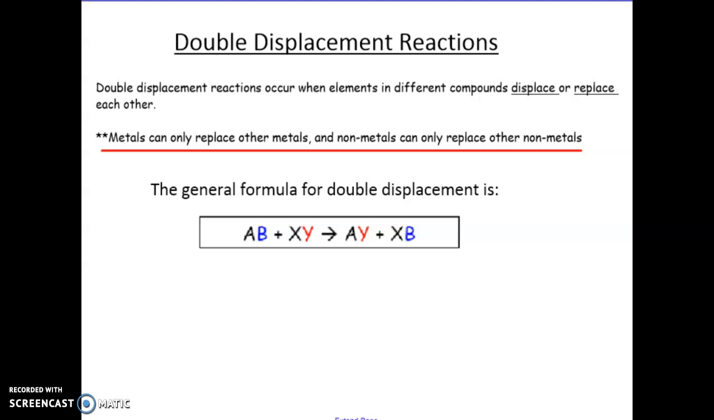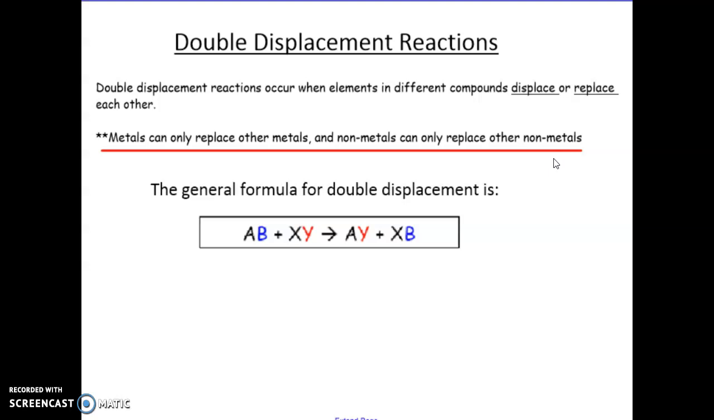The only difference is really you have two compounds on the reactant side, whereas in single displacement, you have one element with a compound. You now have two compounds. So the same general premises happen. A metal can only replace another metal. A non-metal can only replace another non-metal. The difference here though is we will always have the swap happening.